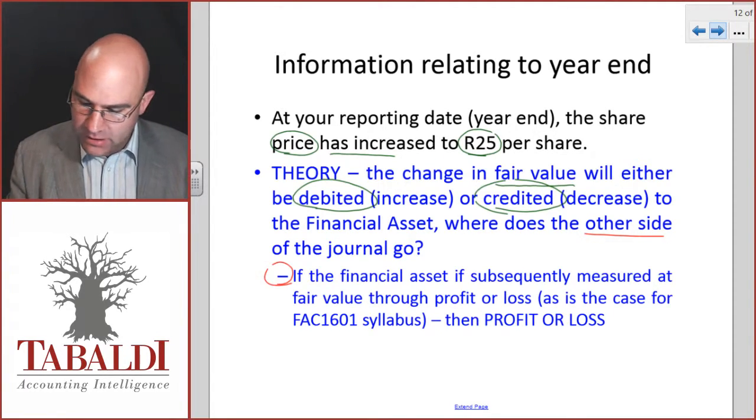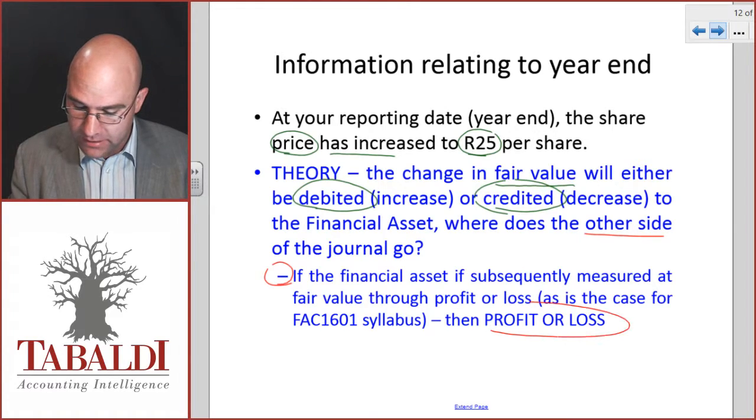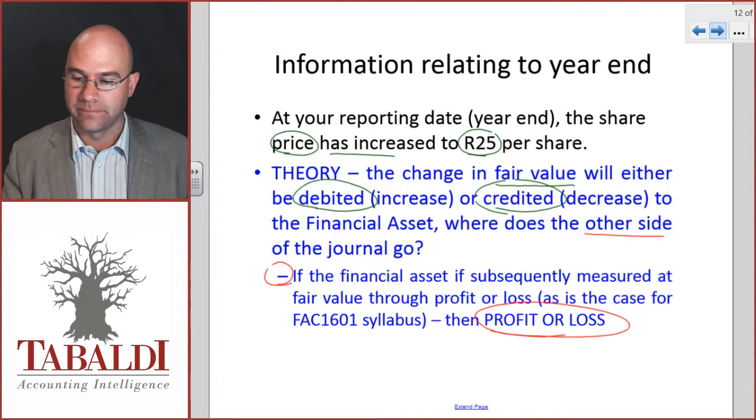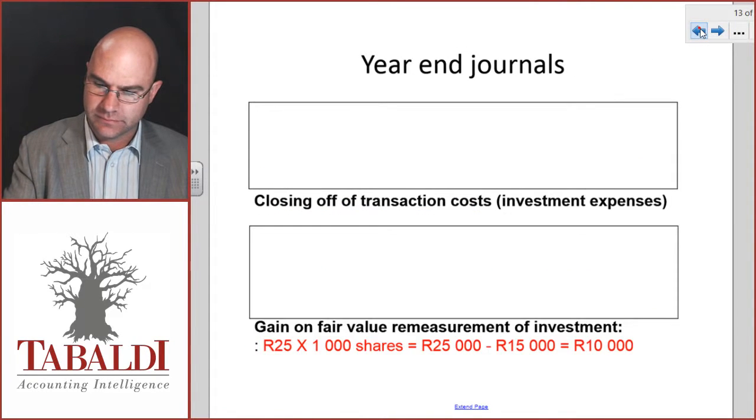But where does the other side of the journal go to when you do this fair value adjustment? If it's measured subsequently at fair value through profit and loss, as is the case for all of your financial assets, then you will take it to profit or loss. So let's do this. Go and revalue to 25 Rand.